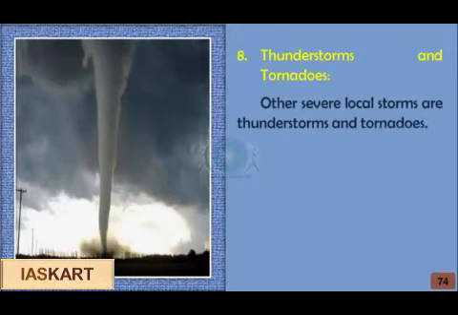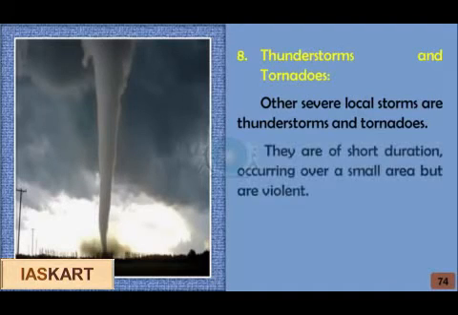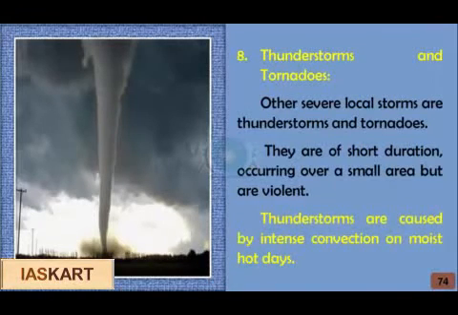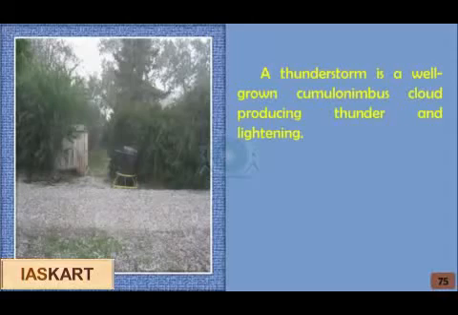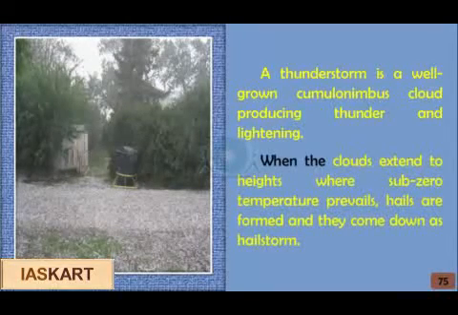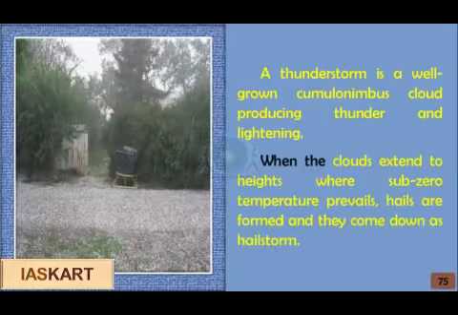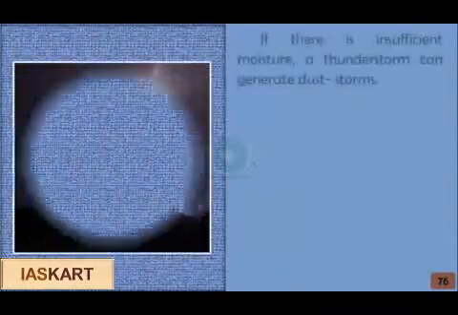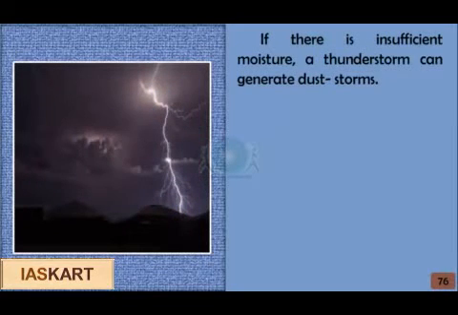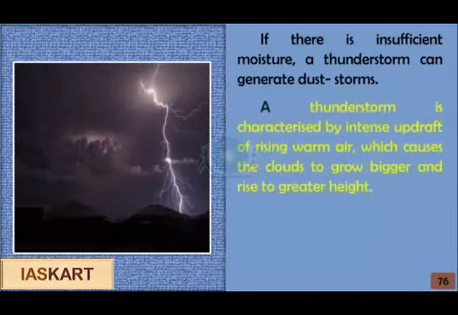Thunderstorms and tornadoes. Other severe local storms are the thunderstorms and tornadoes. They are of short duration, occurring over a small area, but are violent. Thunderstorms are caused by intense convection on moist, hot days. A thunderstorm is a well-grown cumulonimbus cloud producing thunder and lightning. When the clouds extend to heights where sub-zero temperature prevails, hails are formed and they come down as hailstorm. If there is insufficient moisture, a thunderstorm can generate dust storms.